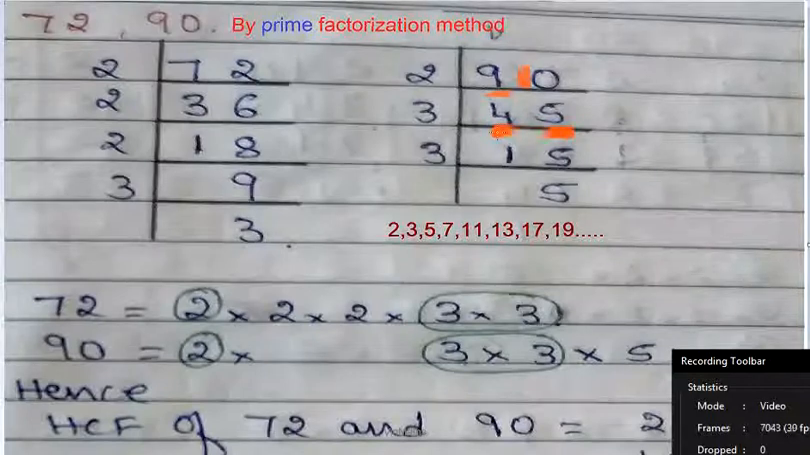Next, 45 is a composite number. This composite number is not divisible by the first prime, so we skipped the number 2. The next prime is 3. Is it divisible by 3? We need to apply the divisibility test of 3. The sum of the digits of 45 is 9. 9 is a multiple of 3. So hence we choose the number 3. It is divisible by 3.